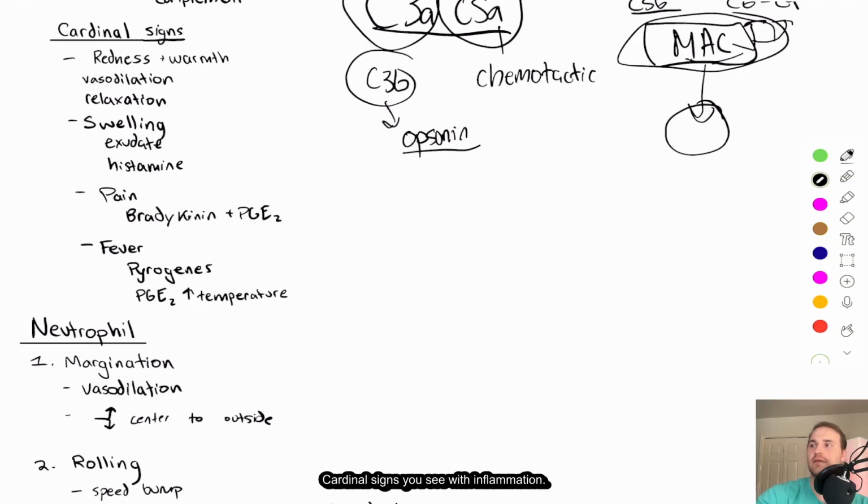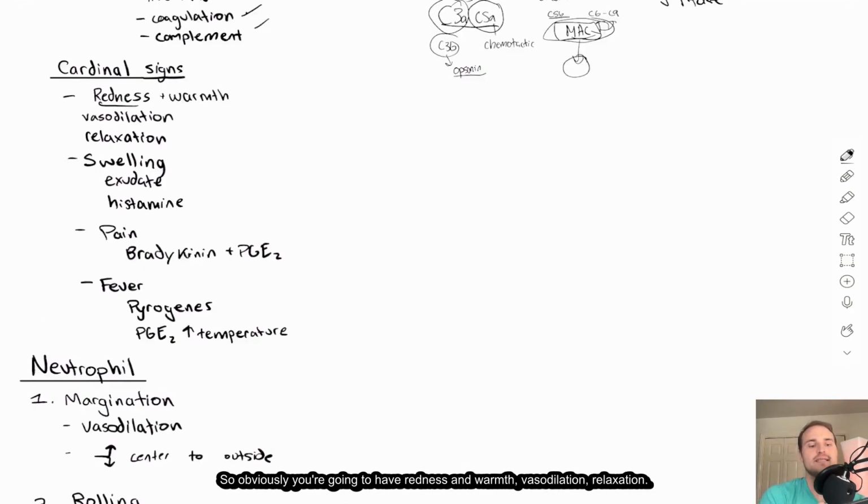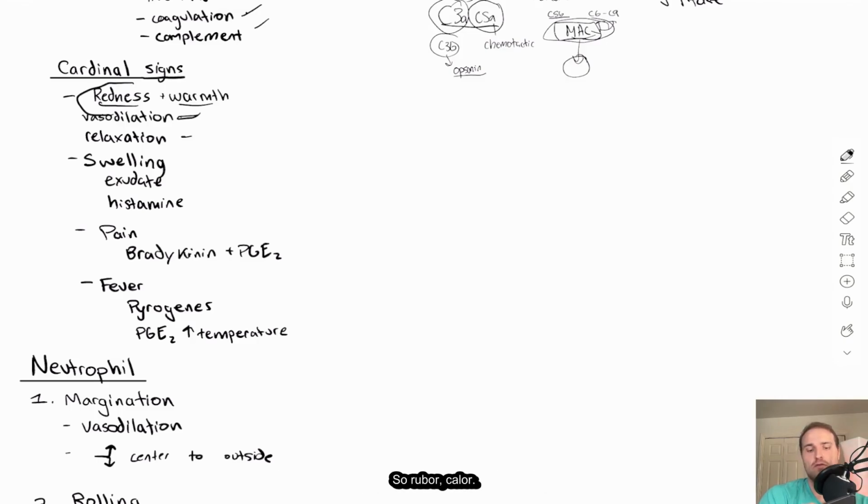Cardinal signs you see with inflammation. So obviously you're going to have redness and warmth, vasodilation, relaxation. So like your histamines, your prostaglandins, your bradykinin, this is all going to cause the increased blood flow, arterial vasodilation. Tumors can cause some vascular leakage as well. So rubor, calor. If you speak Spanish, that kind of makes some sense here. We got our redness, we got our warmth, and then we got our dolor, right? That's some of our pain.